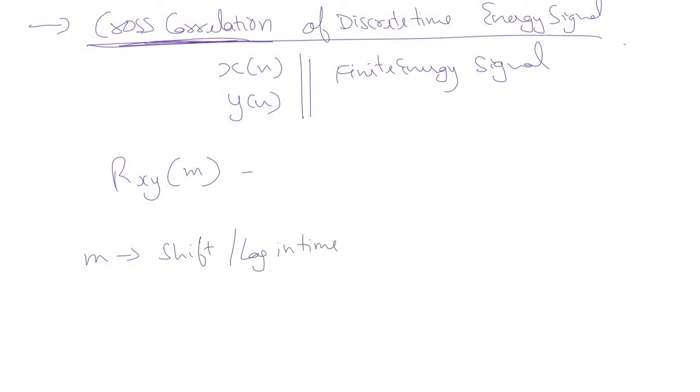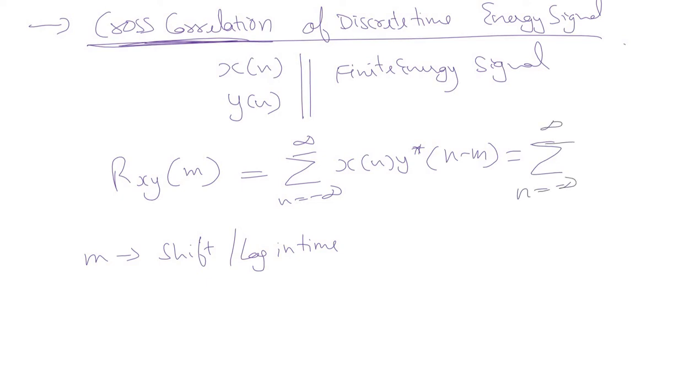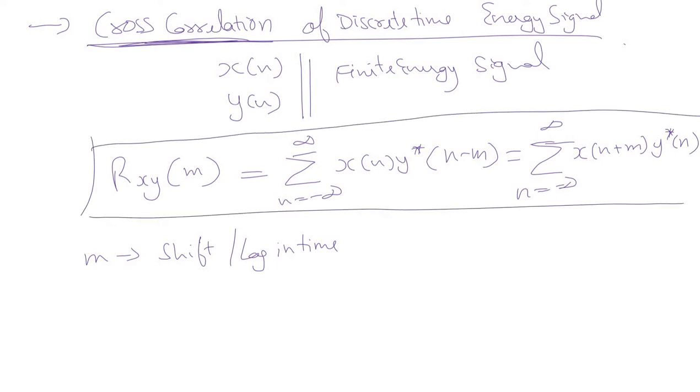It can be defined as the summation for n tending from minus infinity to infinity of x[n] y conjugate[n minus m], which can alternatively be written as the summation of x[n plus m] y conjugate[n]. And we already know the significance of the order of the subscript xy. That means the signal x precedes signal y.